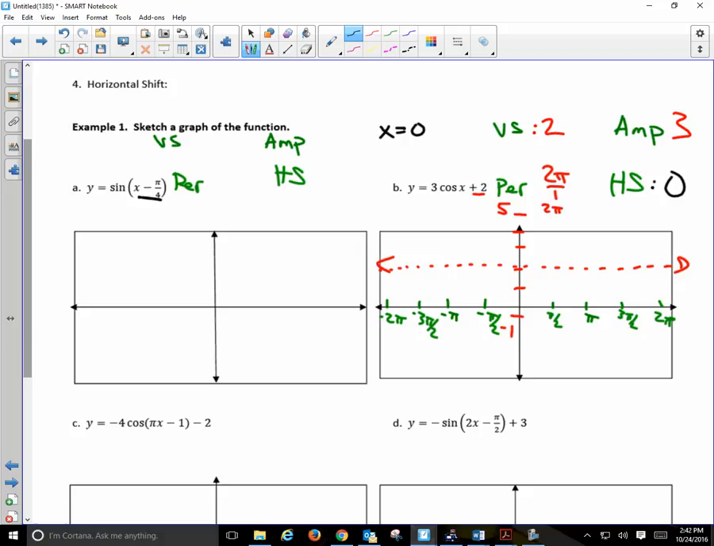Where does sine, or where does cosine start? The max, the min, or the middle? Cosine likes to start at either the maximum or the minimum. It does not start in the middle. Sine starts in the middle. Since it's positive, it's going to start at the maximum. Where's it going to go from there? Down. It's going to cross over right here, and then it's going to bottom out, and then back up.